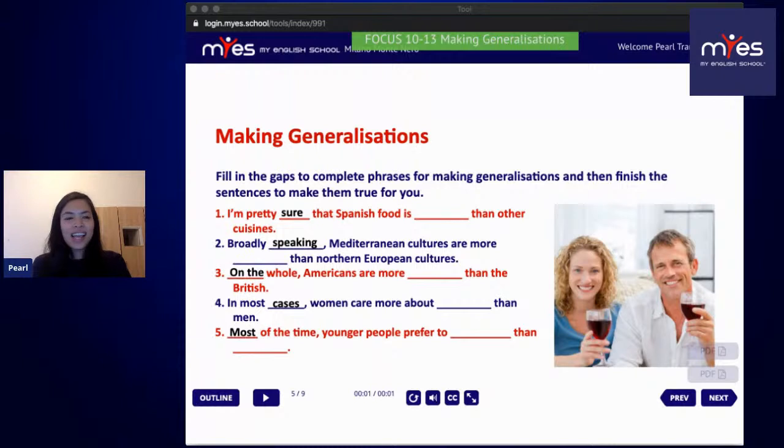Good. In most cases, women care more about children than men. That's what Clara said. In most cases, women care more about shopping than men, maybe, probably, or makeup. I don't know. Beauty. In most cases, women care more about beauty than men.